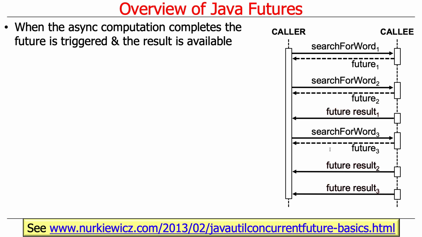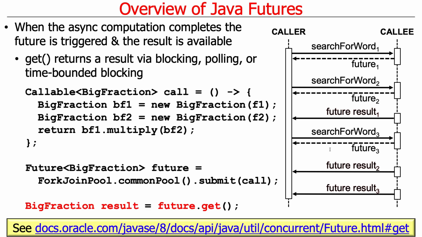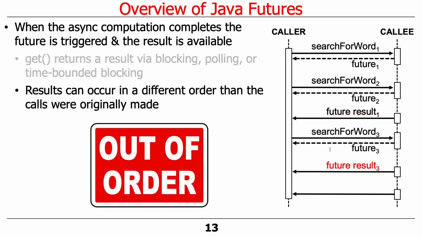When the asynchronous computation is done, that triggers the future and allows it to obtain the results. So here's the example that I just showed you, where we start off a callable running in the background while we get a future back, and then at some point we'll be able to get the result of the future. The typical way you get the result of a future in Java is by calling the get method. We'll see there's a couple of variants of that, but that's the basic idea.